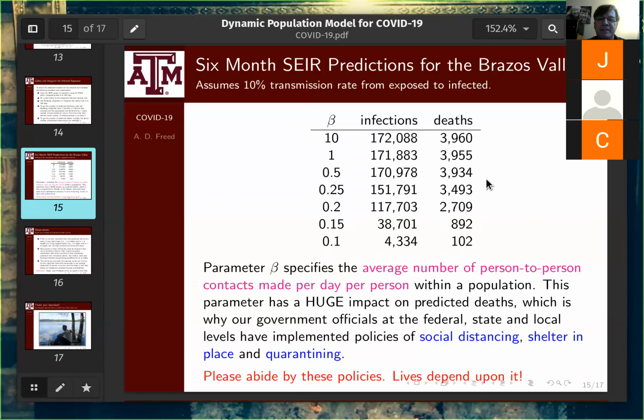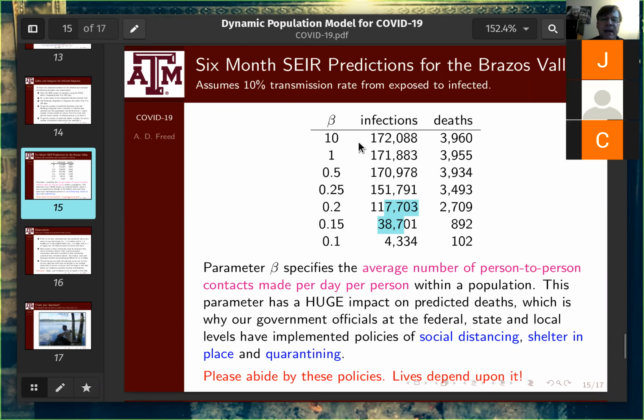That blows you away, doesn't it? Now, you have to get down around one interaction per day or per week to get it down under 1,000 deaths, and down to one interaction every week and a half gets you down to about 100 deaths. So you can't run away from it.